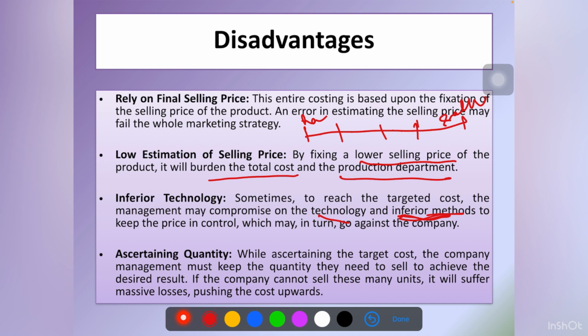Last is ascertaining the quantity. Along with target costing, if we fix the prices, we need to ascertain a certain quantity also that we want to sell in the market. If we don't do so, the entire burden will be to push the cost upward and incur huge losses.